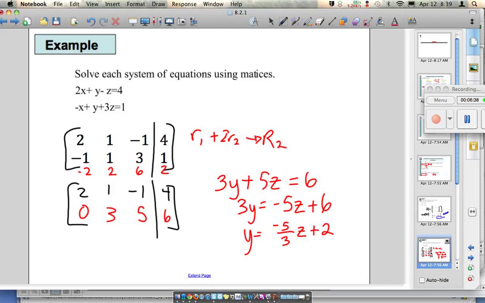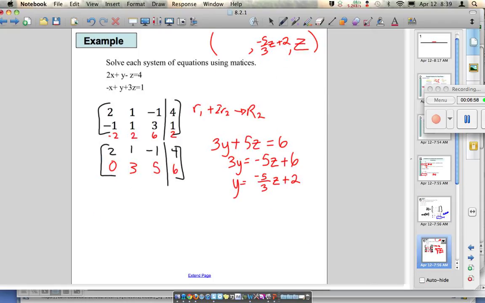So my solution set to my system will be dependent on z, will work for any z, and the value for y is going to be negative 5/3 z plus 2. I'm also going to find x, but the way I'm going to find x is by plugging y back into the original equation. It's the first original equation. So I'm going to rewrite that in the equation form. And I'm going to plug in what I know for y that I see here. So I'm going to plug that in for y.